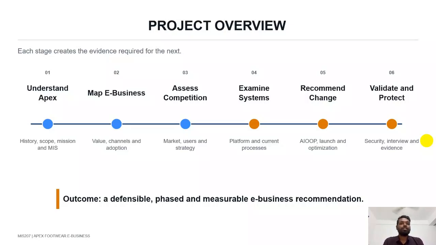Fifth, based on the identified problems, we recommend a new integrated direction through AIOOP. And finally, we look at the security, validation, evidence, and boundaries. So each stage provided the foundation for the next stage. The final outcome is a phased, measurable, and evidence-based e-business recommendation.